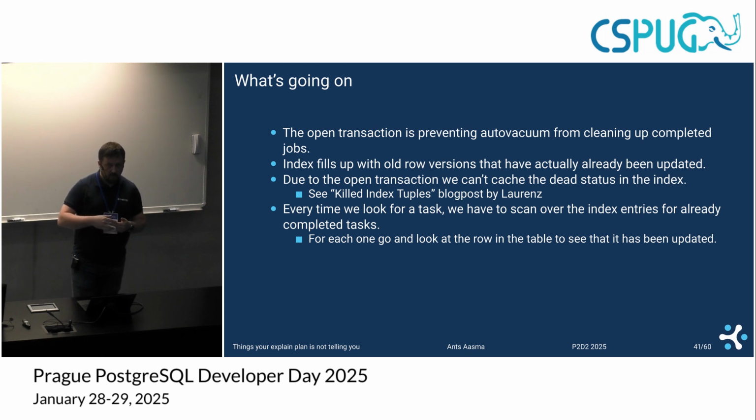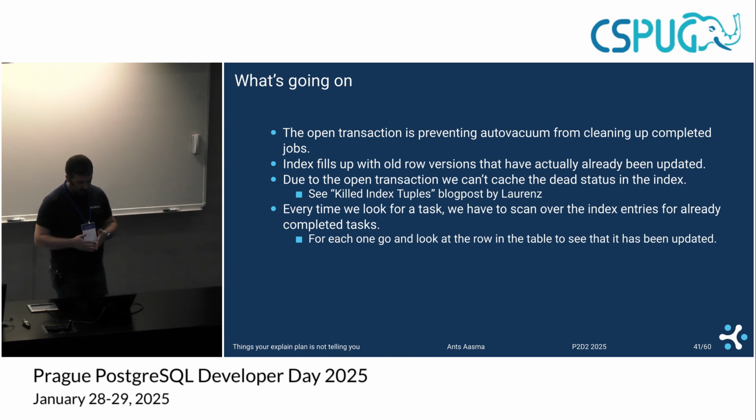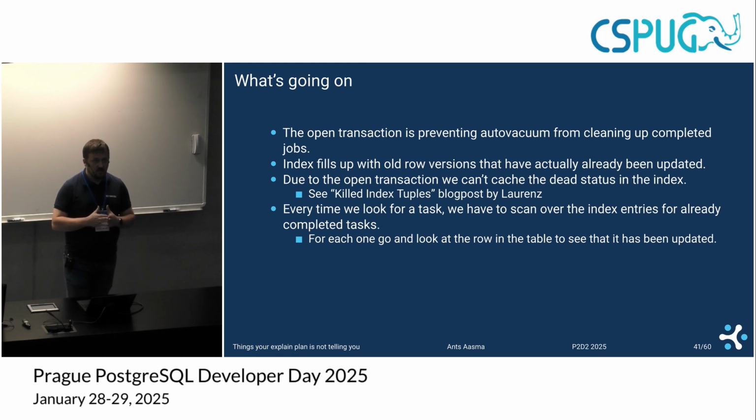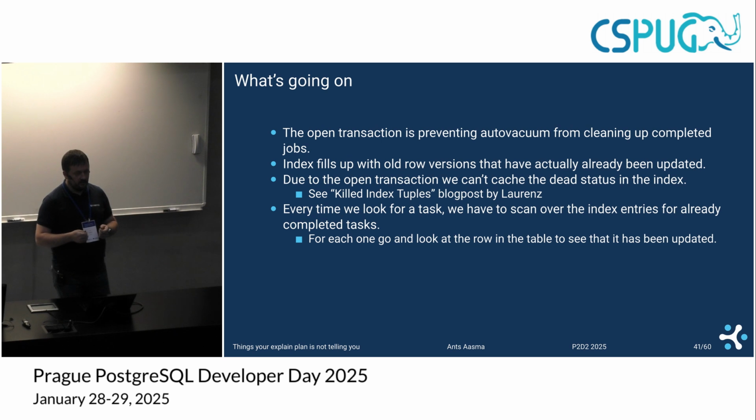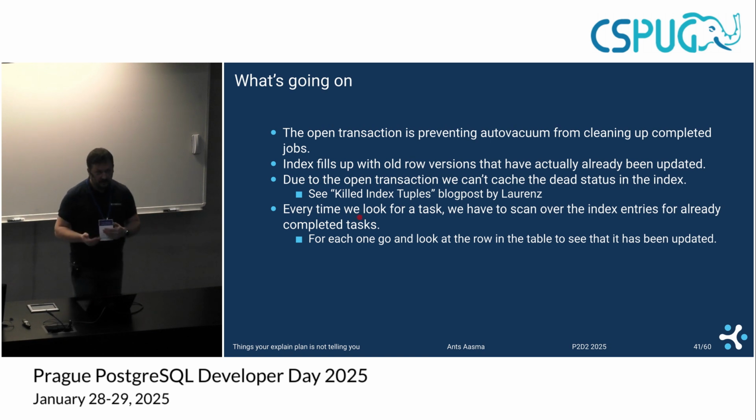And there's also going to be in the index references to each one of those rows that is being kept around. And to make matters worse, because of the open transaction, we cannot use this mechanism that caches in the index, is this stuff visible or not. So Postgres can actually cache in the index that nobody can see this row anymore. You don't have to see it. If you want to learn more about this, go check this blog post by Laurens Albe about killed index tuples. This will explain what's going on here.